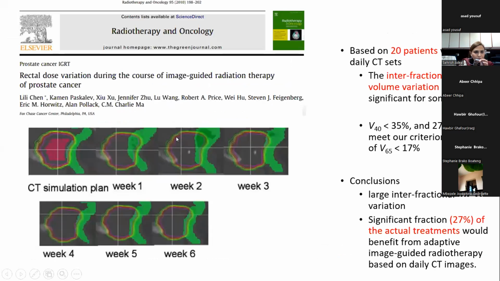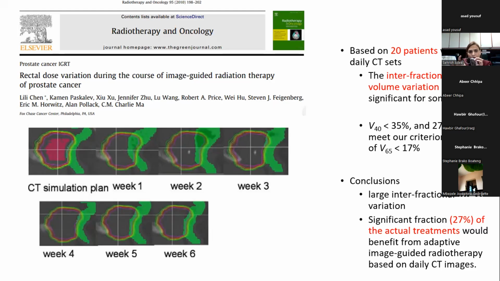This is another paper, and again, this paper was also done by contouring the volumes on the cone beam CT scan. So what they did in this paper, they had a baseline planning scan, on which the planning had been done.